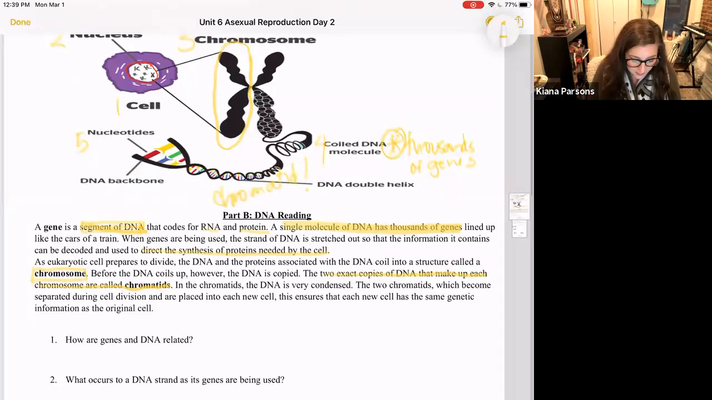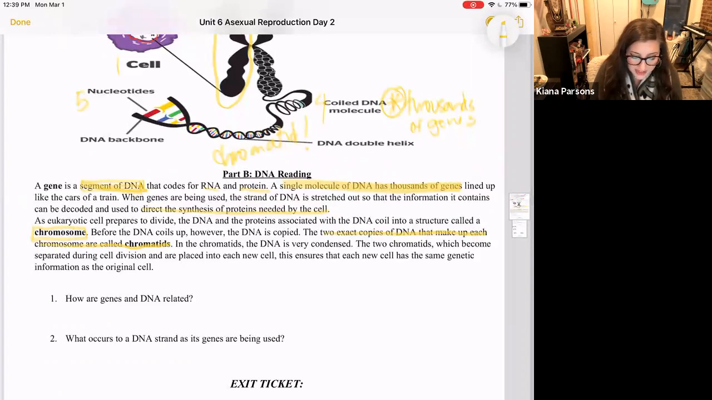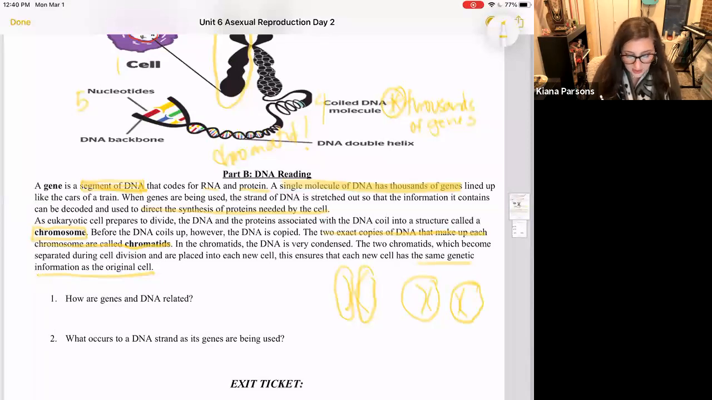So the two exact copies of DNA that make up each chromosome are called chromatids. In the chromatids, the DNA is very condensed. The two chromatids, which become separated during cell division and are placed into each new cell, thus ensure that each new cell has the same genetic information as the original cell. So in this case, we're talking about two chromatids, and they are exact copies of each other. One goes into each new cell, they're segregated into the two different cells. And then when they're actually in the new cell, they replicate. So there's a complete set of chromosomes, and that's that.